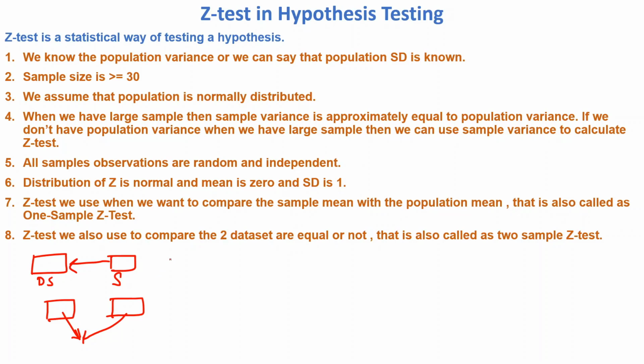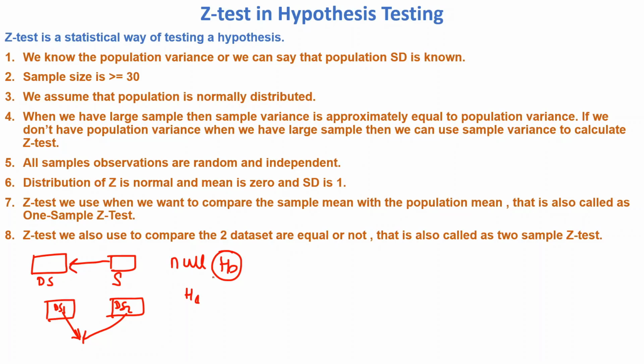It means we will create one null hypothesis, H naught. In H naught, we will say that this sample belongs to this data set, or we can say that data set 1 and data set 2 are the same. So our null hypothesis will be that this belongs to this and both are the same. What would be the alternate? The alternate would be the opposite of this. It means it doesn't belong to this.